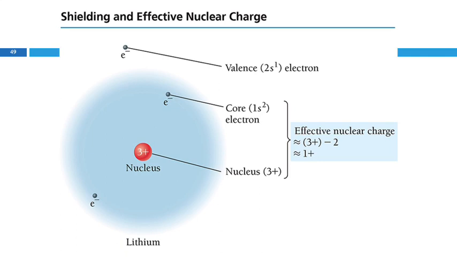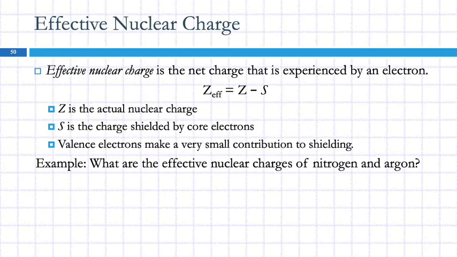I think you're gonna have an example of that. So we can estimate the effective nuclear charge by looking at the actual nuclear charge, the number of protons in that nucleus, minus the number of core electrons. Now, valence electrons do contribute to shielding, but not very much, and so we can just conveniently ignore them. So what's the effective nuclear charge of nitrogen and of argon?